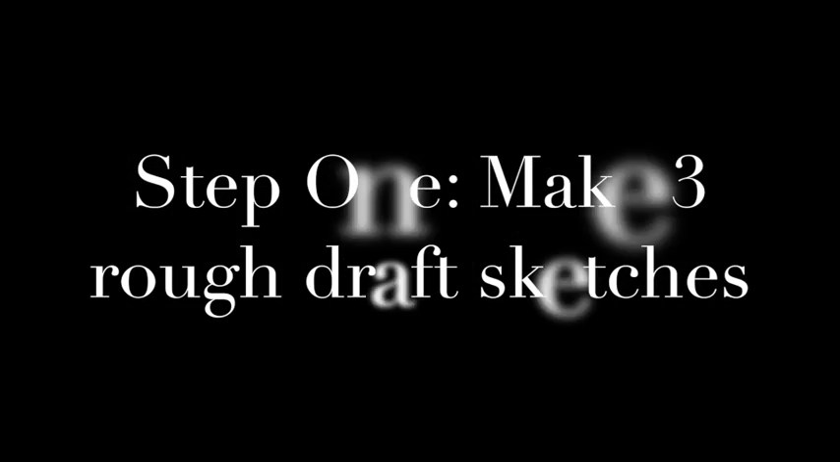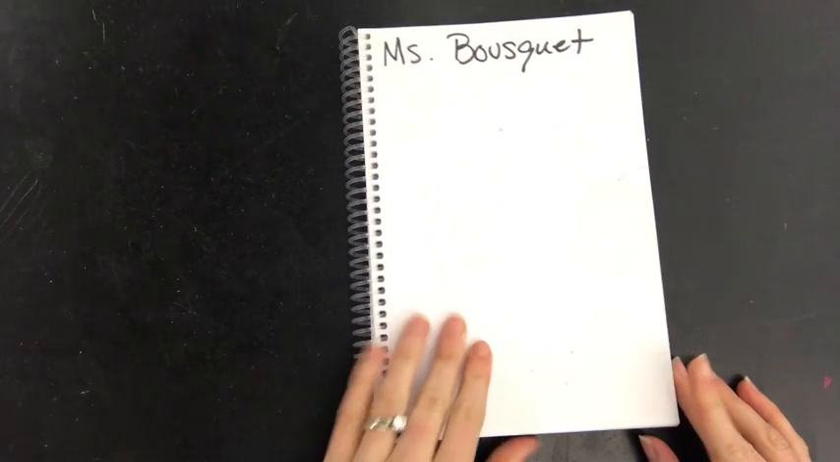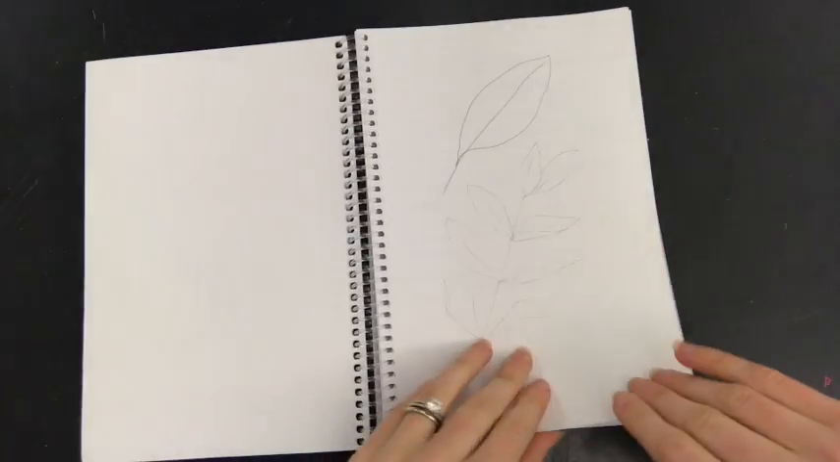Step 1. Make 3 rough draft sketches. In your sketchbook, you're going to come up with 3 different ideas for your landscape. In your landscape, you should have a clear foreground, middle ground, and background.